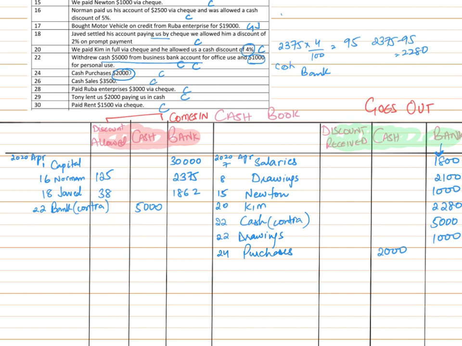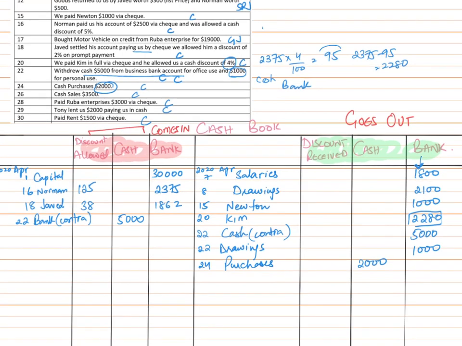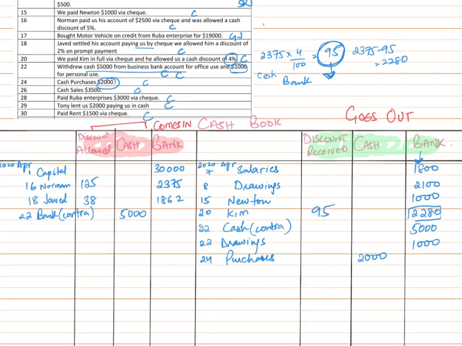We also forgot to write the amount of discount for Kim. Bank amount was 2280 which we paid to Kim, but he offered us a discount of $95, which we calculated as 4% cash discount for giving him money early. So this 95 would come in the discount received column, which we forgot to record.